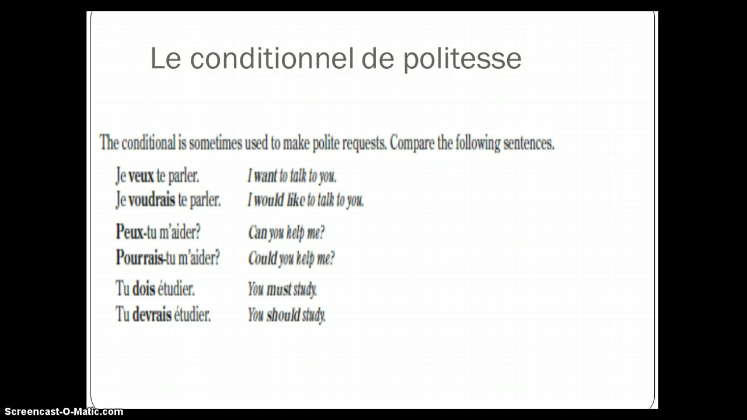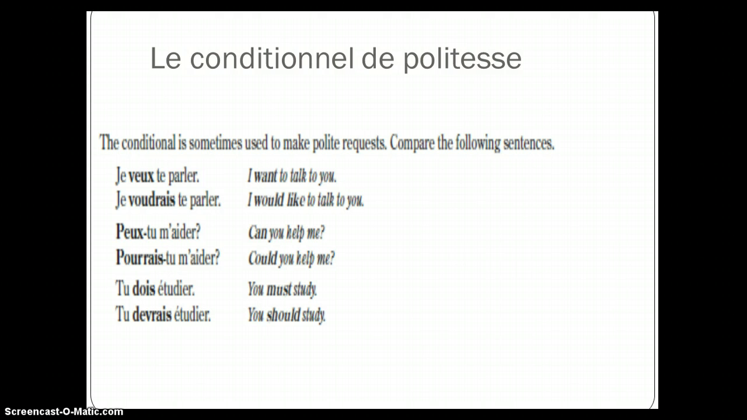And then pay attention to the difference in devoir. Tu dois étudier. You must study. You have to study. And then tu devrais étudier, changing that verb to conditional, is changing the meaning a little bit. You're not telling them they must study. You're saying you should study.